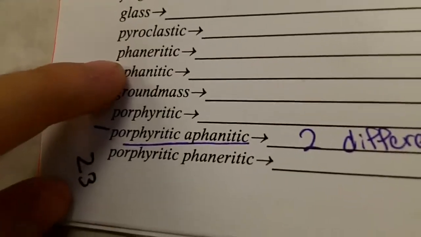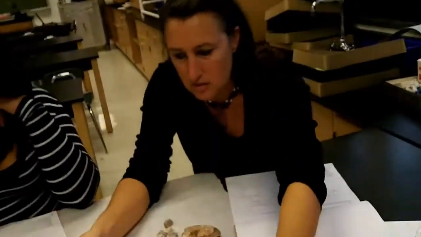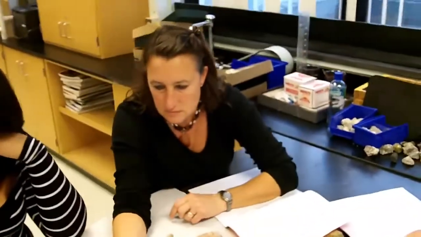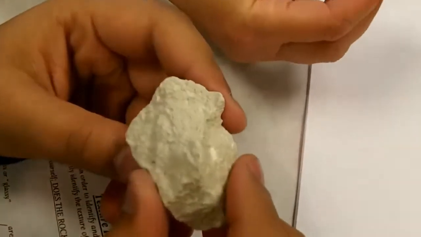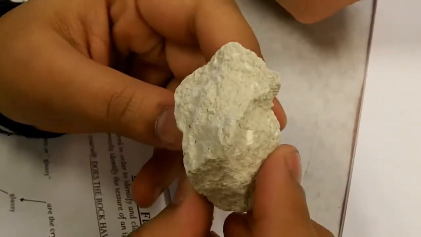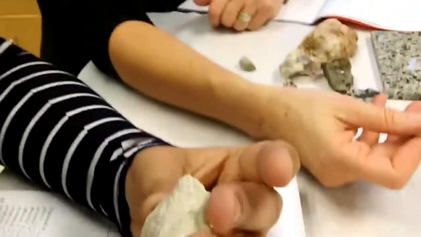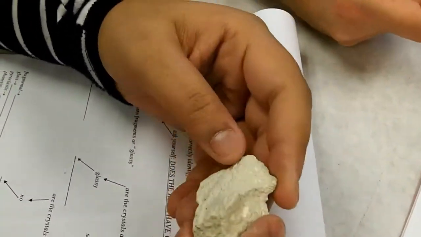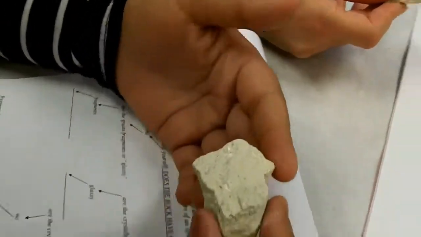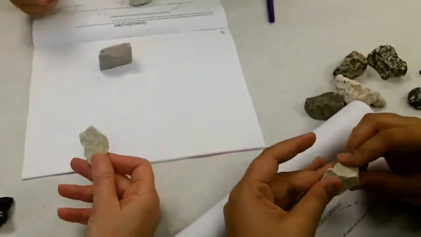So we are going to do one more here, and it's going to be this one. Grab this one. And this one is probably one of the trickiest ones to do. So let's go through the flowchart together. Do you think this rock has crystals? No. Nope. Good call. So no. What's our second question on the no, it doesn't have crystals? Is it fragments or is it glassy?